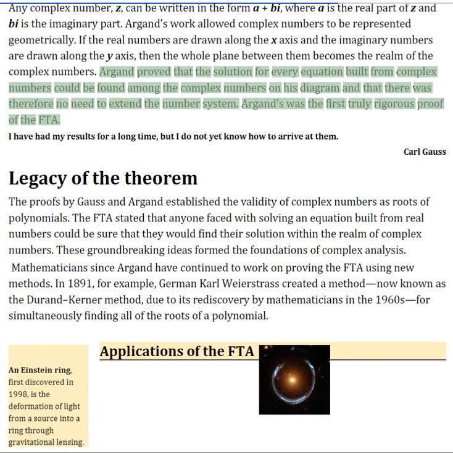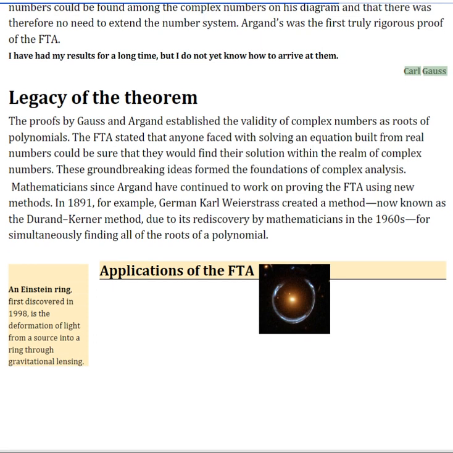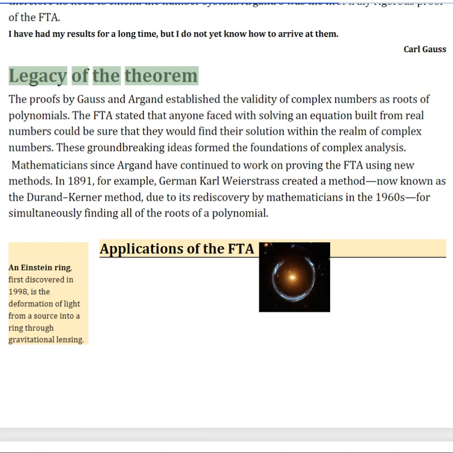Argand proved that the solution for every equation built from complex numbers could be found among the complex numbers on his diagram, and that there was therefore no need to extend the number system. Argand's was the first truly rigorous proof of the FTA. "I have had my results for a long time, but I do not yet know how to arrive at them." Carl Gauss. Legacy of the theorem.